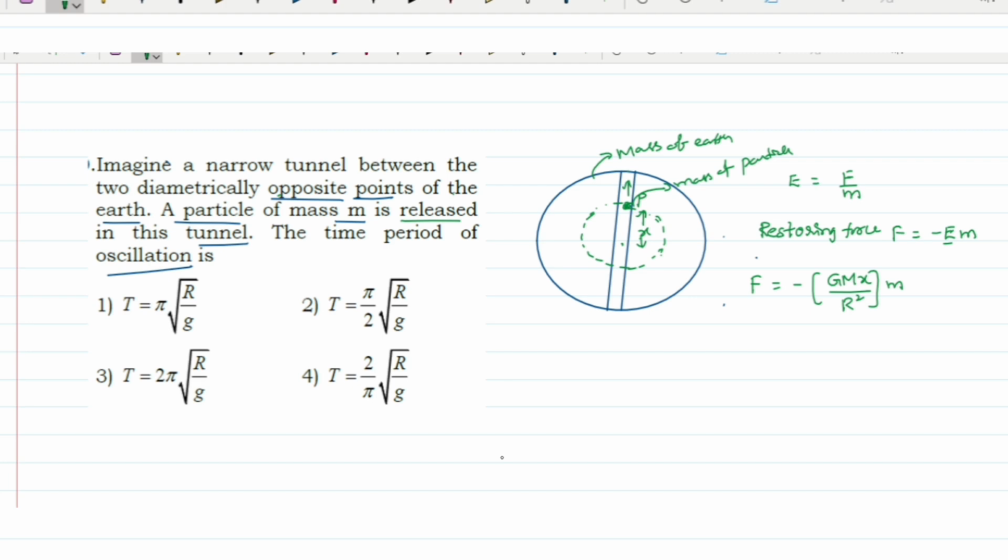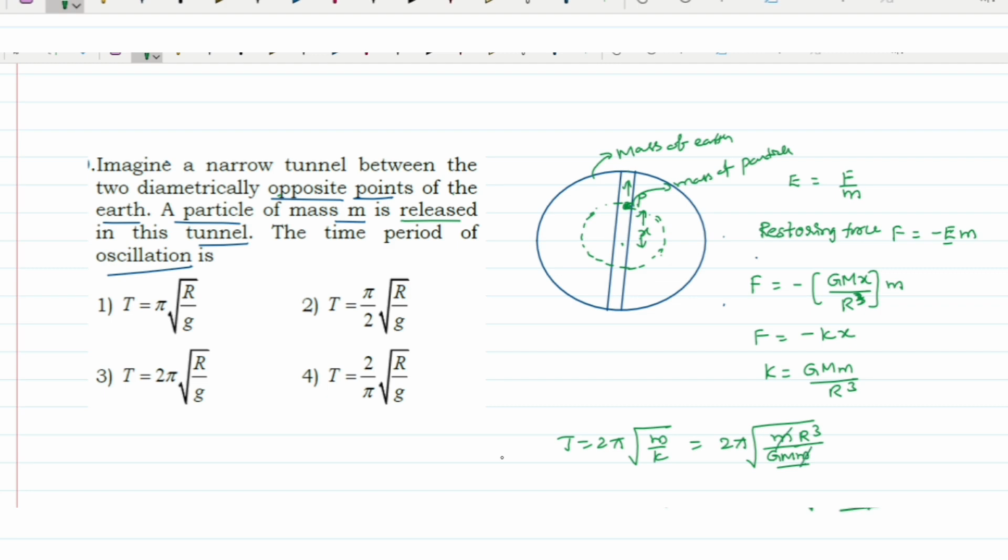Now, comparing this with the general equation F equals minus kx, k here is GM m by R cubed. Now take the time period formula of the simple oscillation, T equals 2 pi root over m by k. So it is 2 pi into root of m by GM small m by R cubed. R cubed we bring into the numerator, so small m gets cancelled.